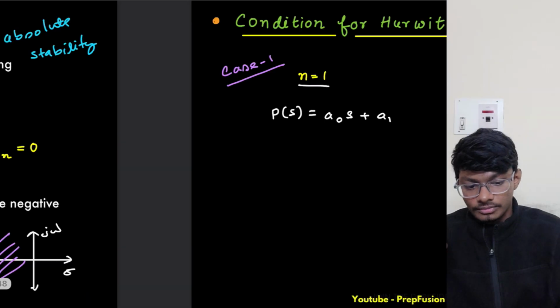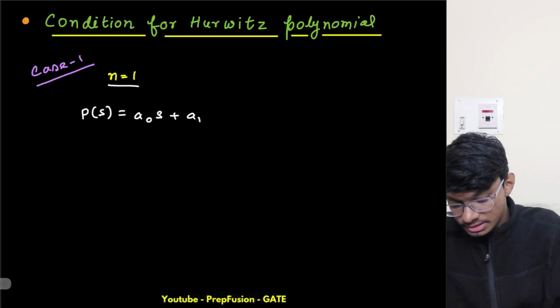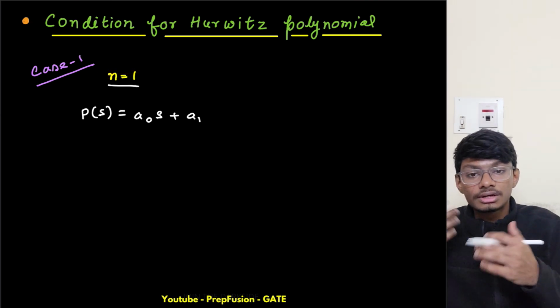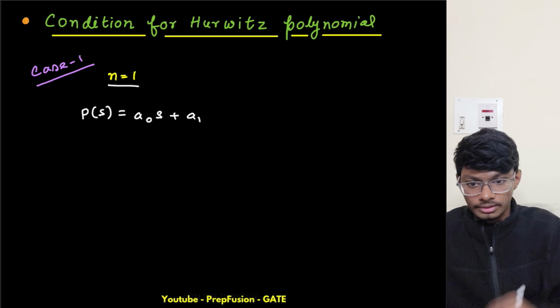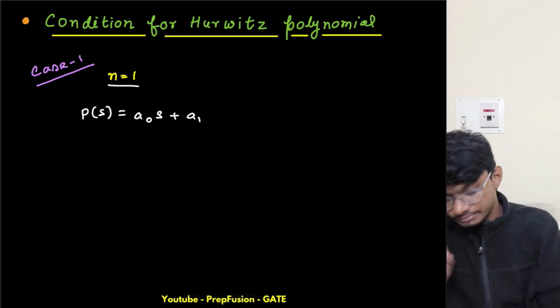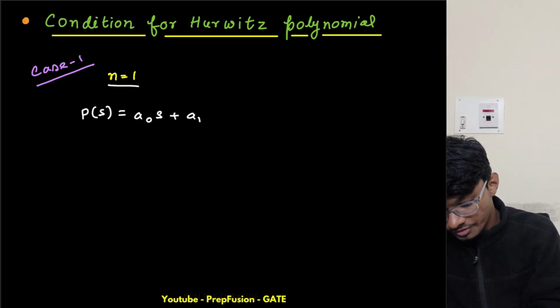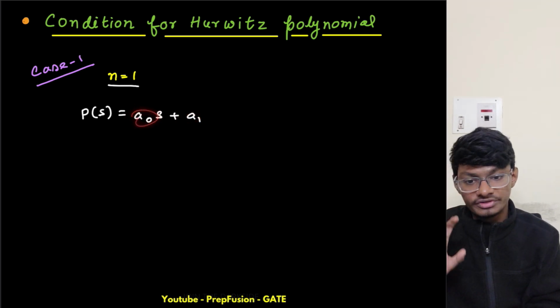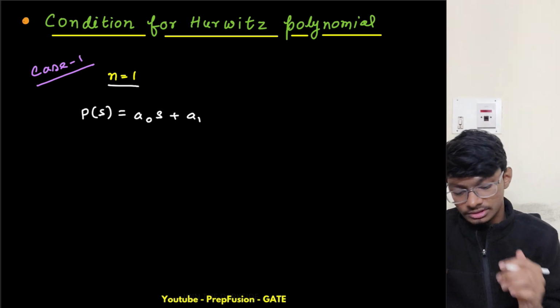Okay, so now let's find the condition for a Hurwitz polynomial. Let's say I have an order 1 polynomial. What is the condition for this to be a Hurwitz polynomial? If you observe, all the coefficients must be non-zero, and if both of them are of the same sign, then this will be a Hurwitz polynomial.